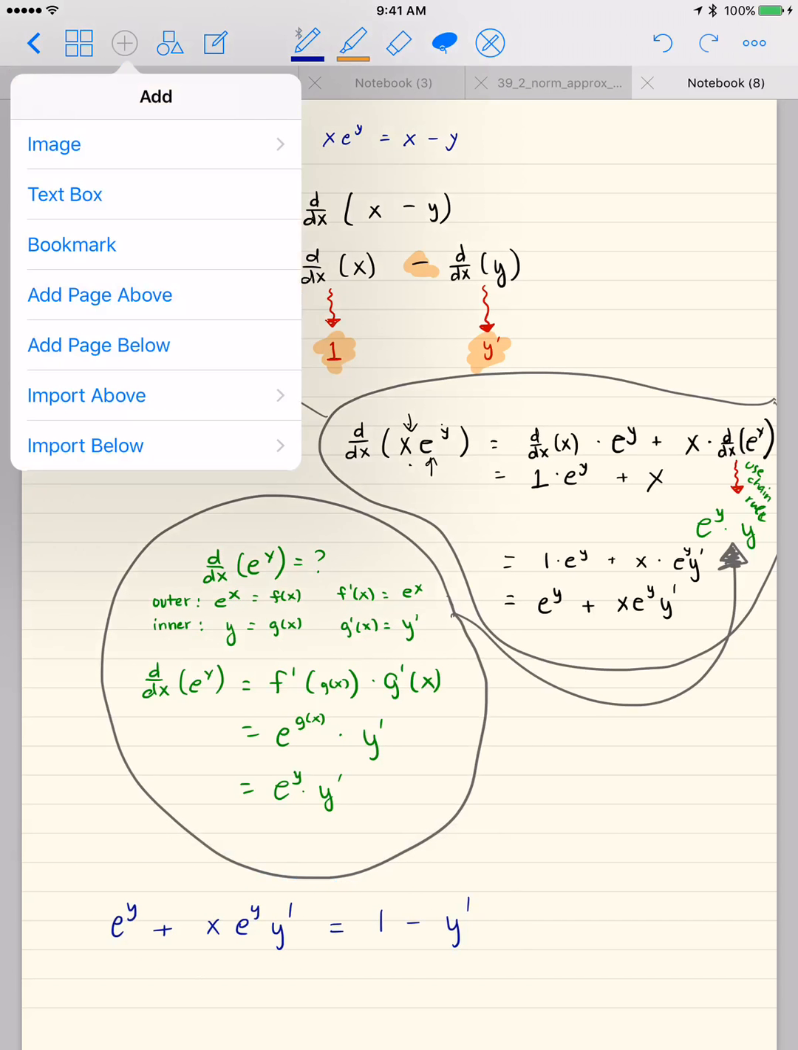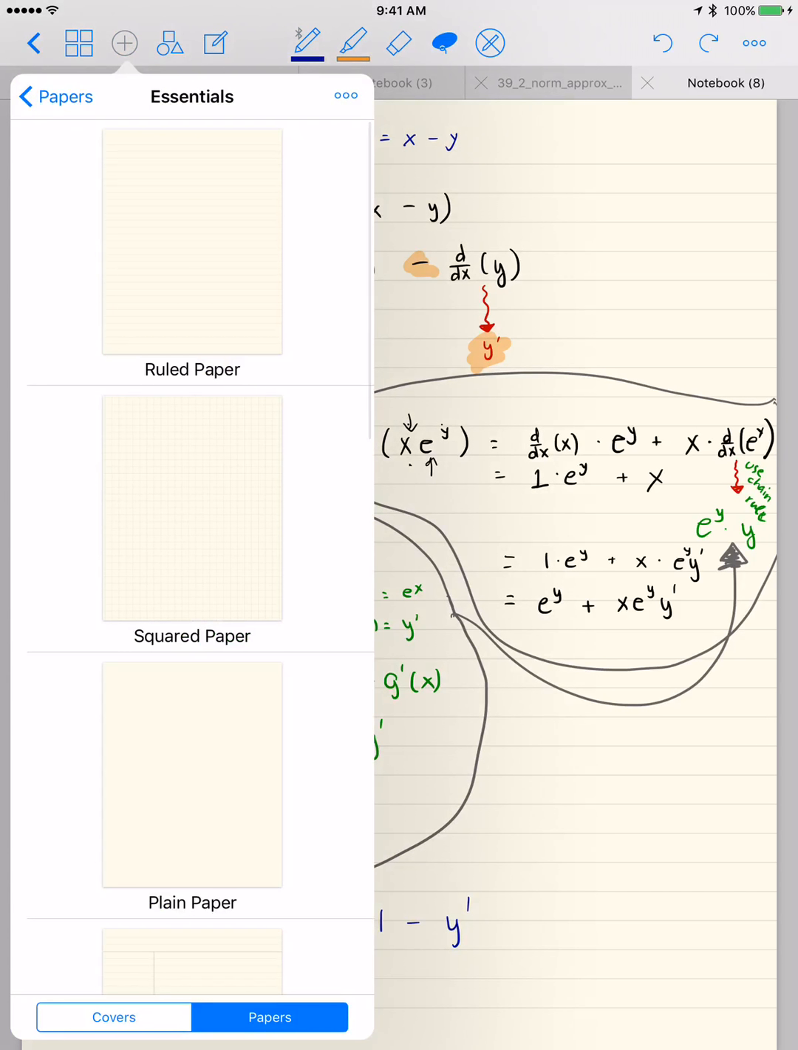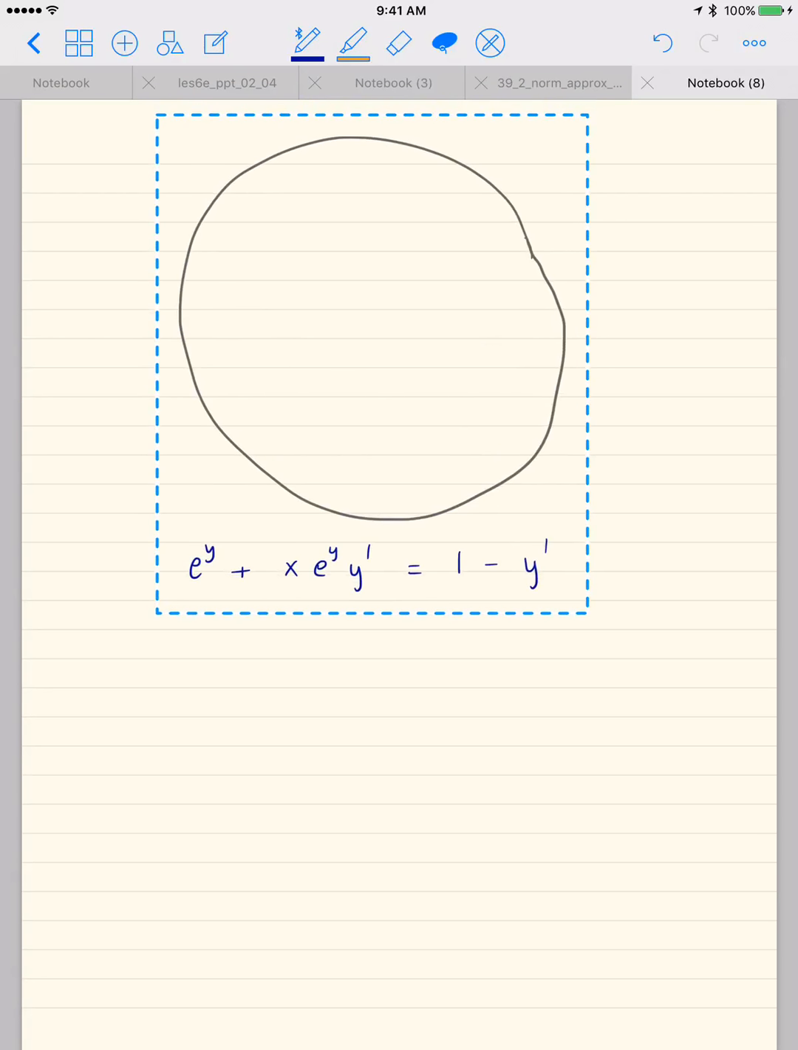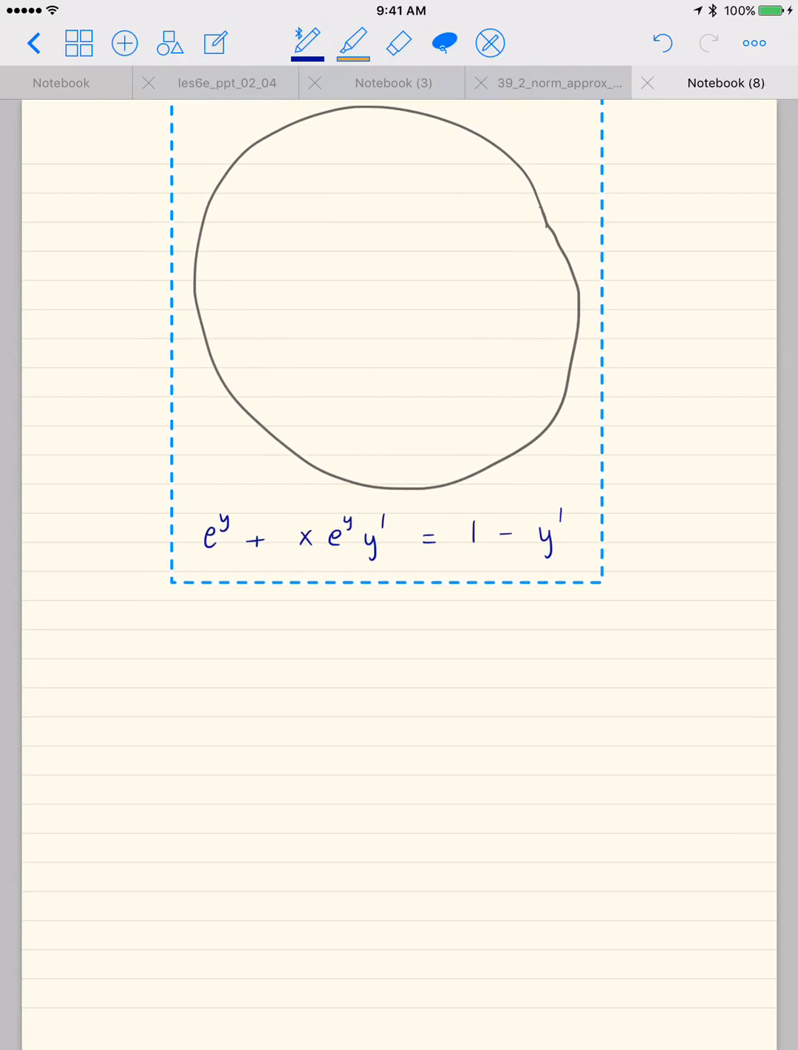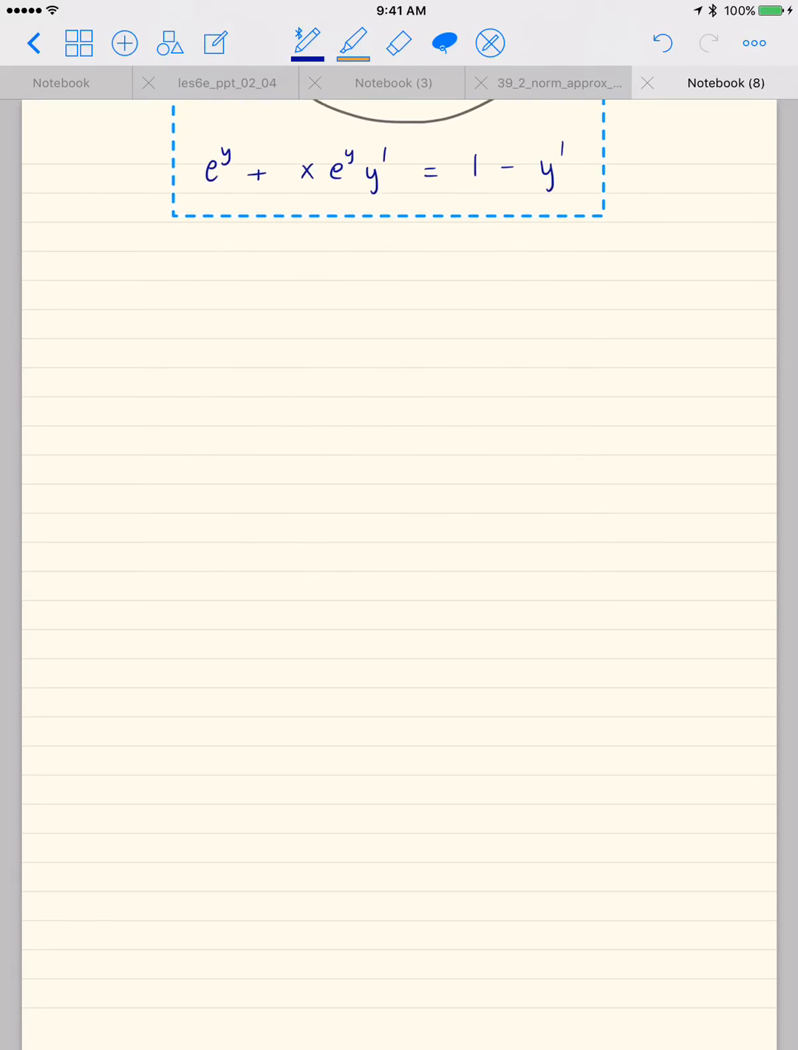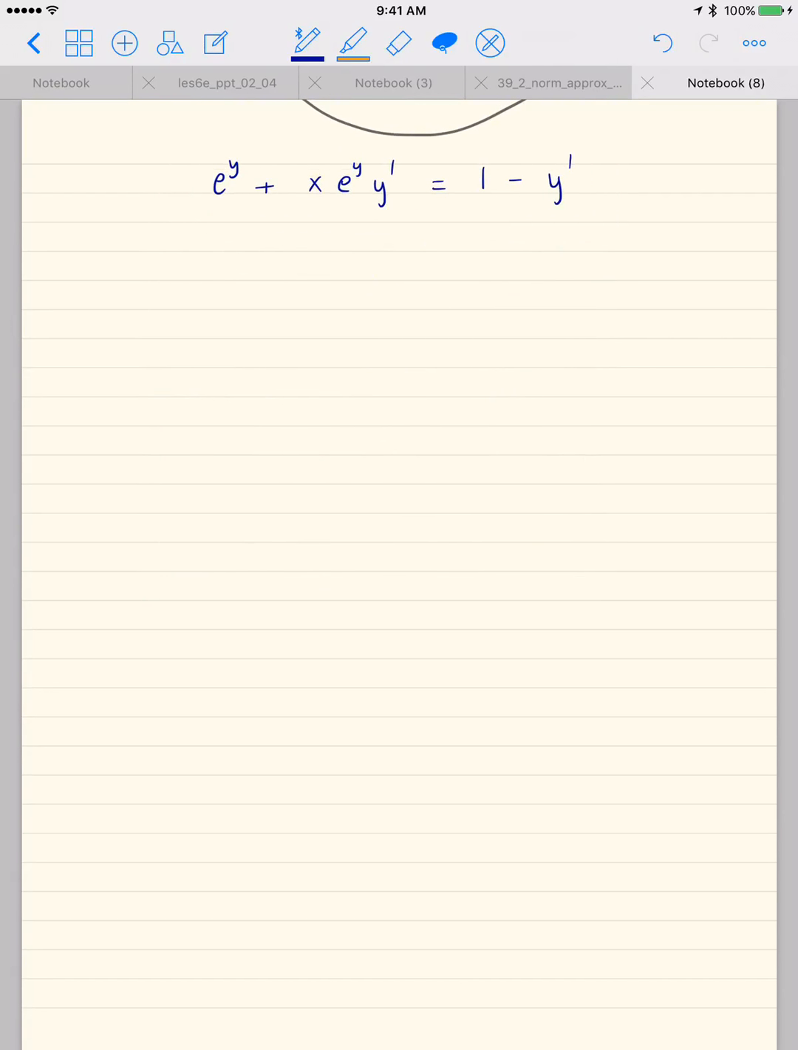Copy, insert another page. Paste. So ridiculous. Okay. So now, let's see here.